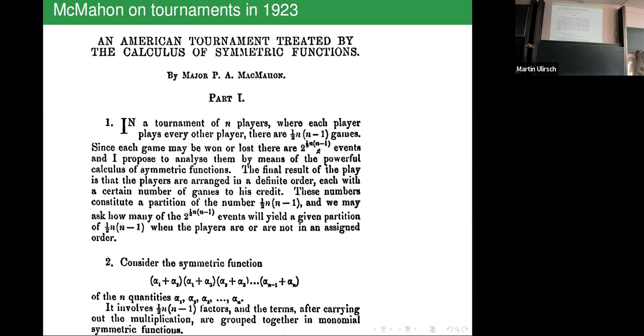Here is his paper, and it's pretty beautiful already, because on the very first page he makes up this generating function for tournaments. We'll see the same kind of generating functions. So for each vertex, each player, we will have a variable, and we will just evaluate this product. And then you see each term will correspond to an outcome of the tournament, and we will analyze the possible outcomes by analyzing this symmetric function.